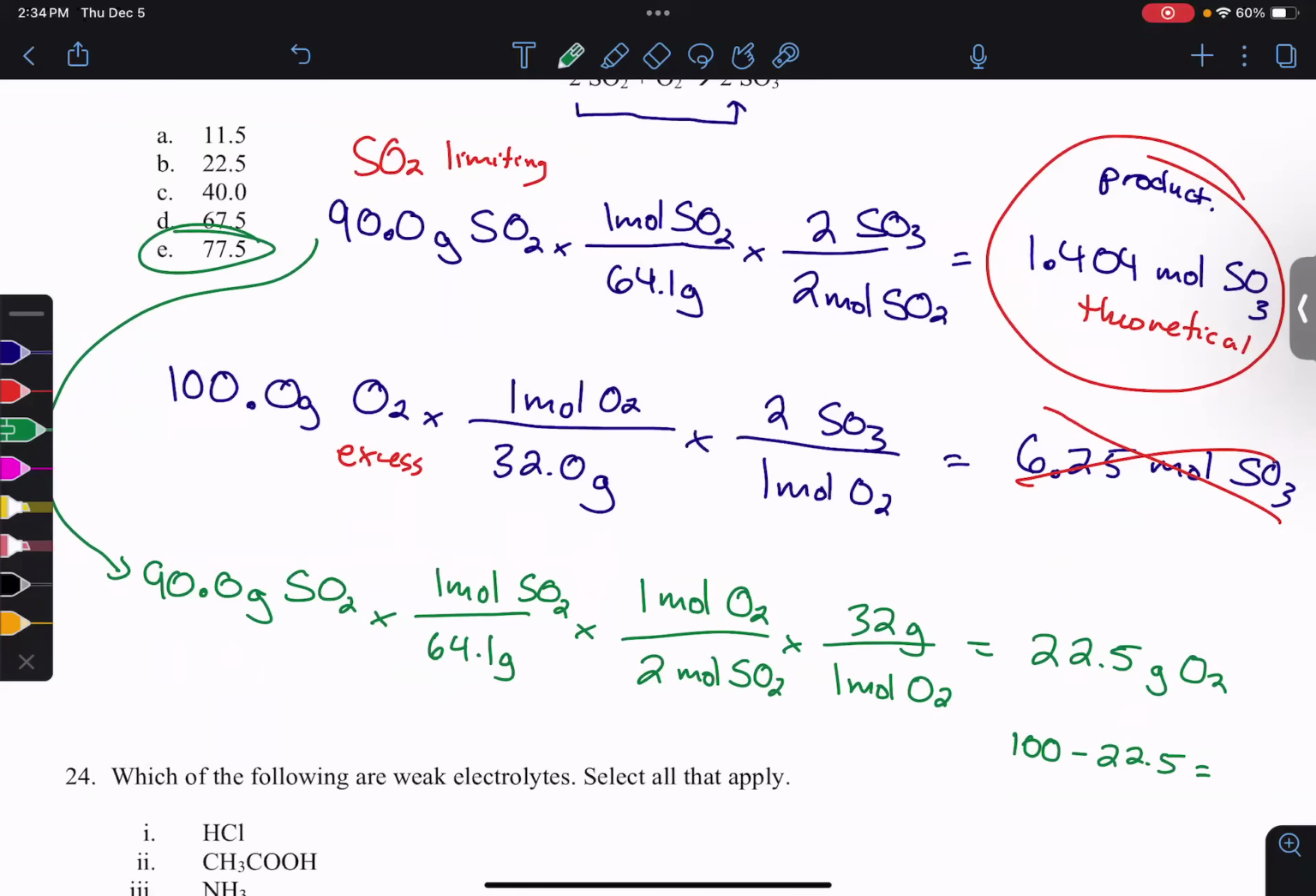All right, so we did stoichiometry 3 times. The first 2 was just to figure out what was our limiting reactant because I can't just look at these numbers and guess. And then the third was to figure out how much of the other reactant I consume when the limiting reactant reacts. Yes, question?